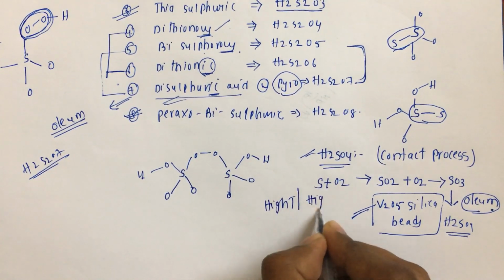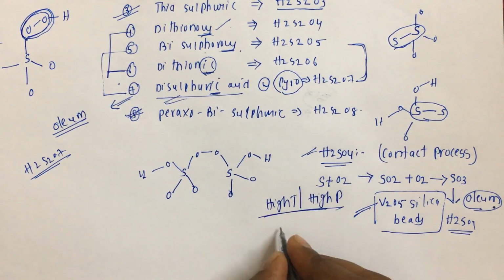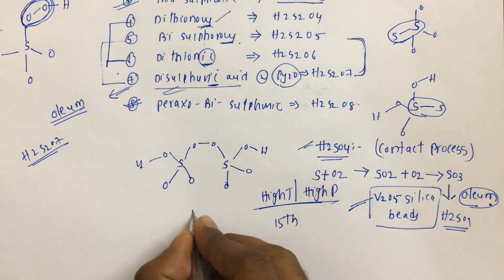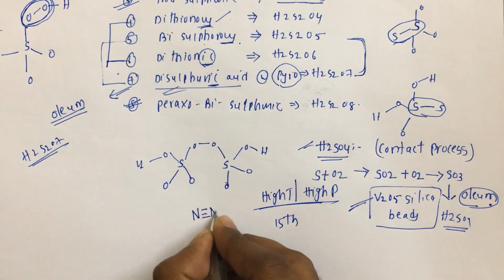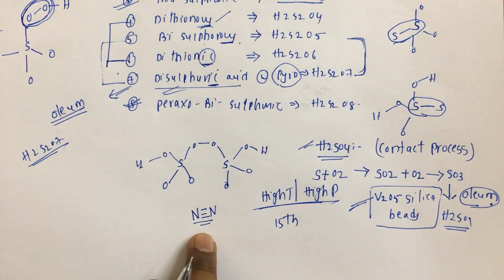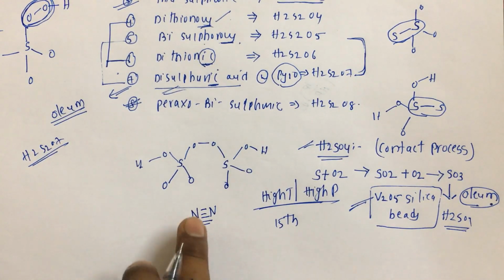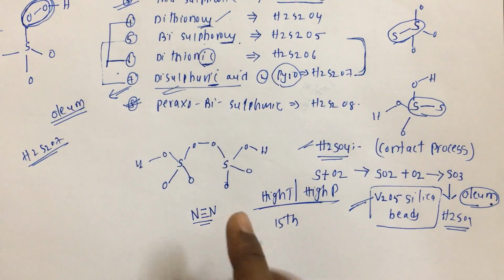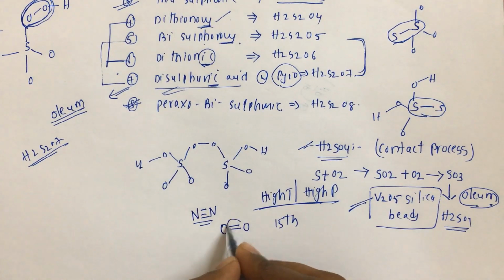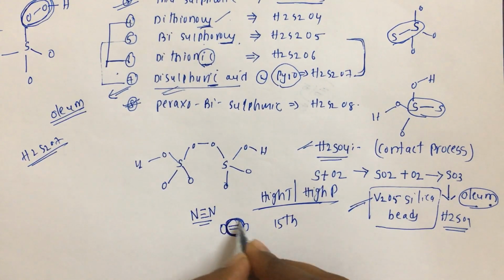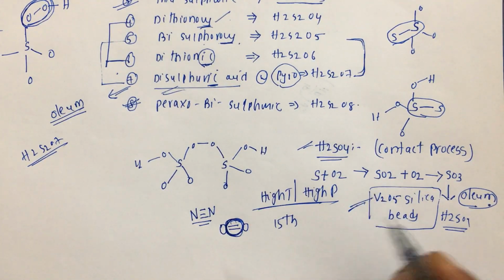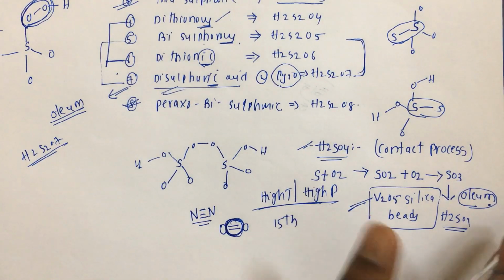So why does it require high temperature and high pressures? I have explained in the 15th group elements that N2 is inert because there is a triple bond. Because in Haber's process we are using high temperatures and high pressures to overcome this inertness. Okay, so oxygen also has an O double bond O. So this is also strong. So if you want to break this bond, here also we need to use high energy and high temperature as well as high pressures. So these are the things you need to remember.